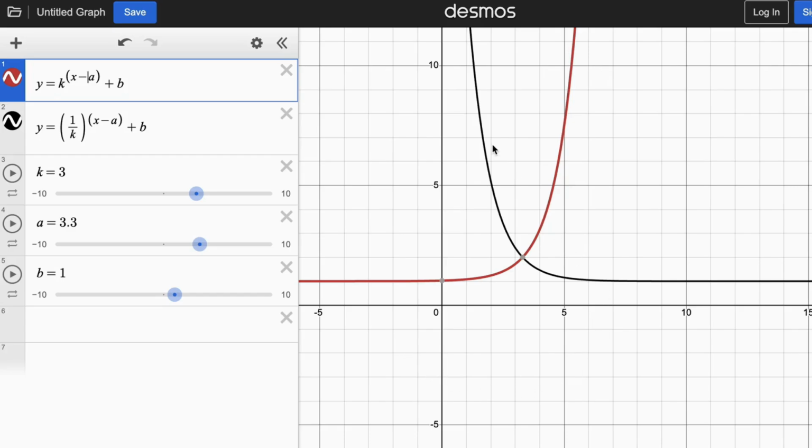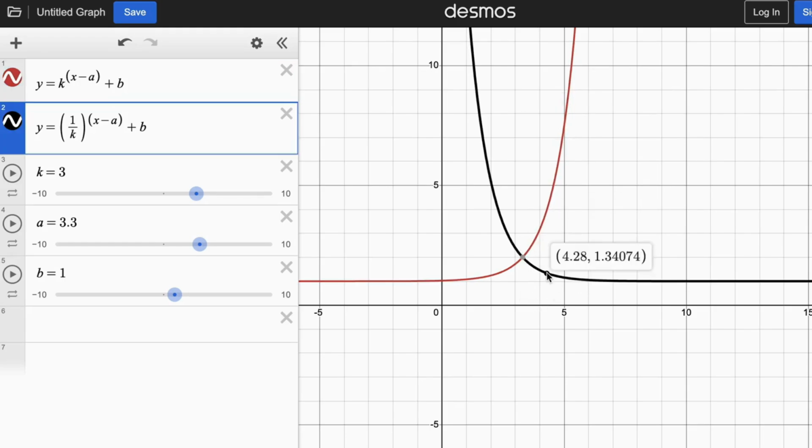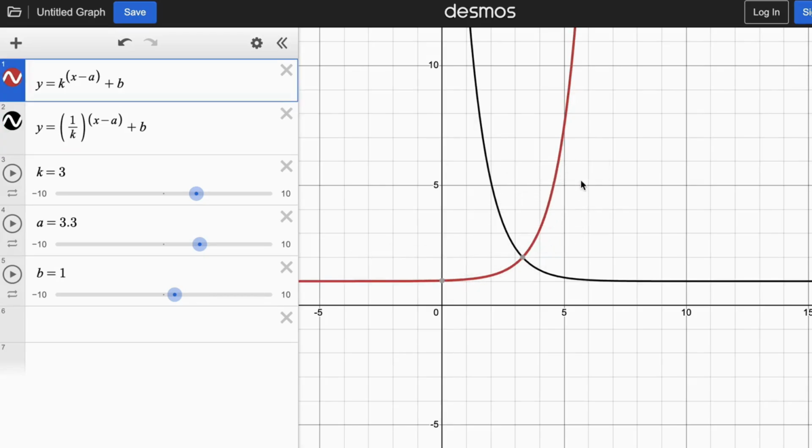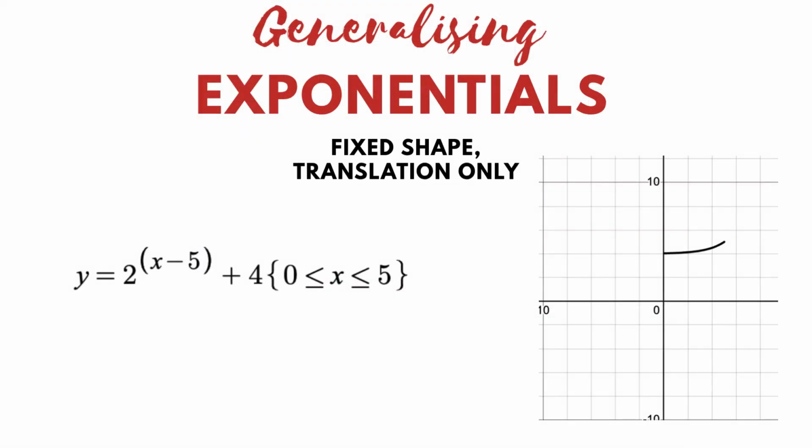So as our x increases, our y is going to decrease. So this is the decay one, and we can see as our x increases, our y decreases. So that's decay, and this is growth. So that is how our exponential graph looks like. Now let's try and generalize exponentials.